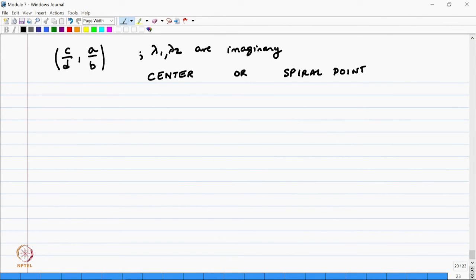And actually both these cases are fairly interesting. So, what we can do is suppose we take this equation. In this particular case, it may be either a center or a spiral point, this c by d, a by b. If it is a spiral point, then again, based on certain conditions, you will get either stable or unstable, but this is definitely a possibility. What happens to the species as time evolves?